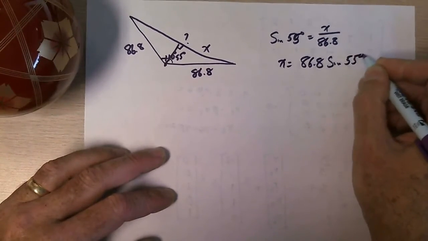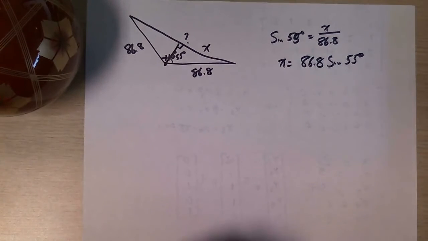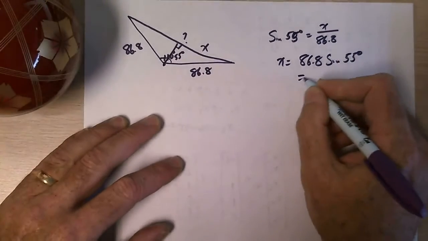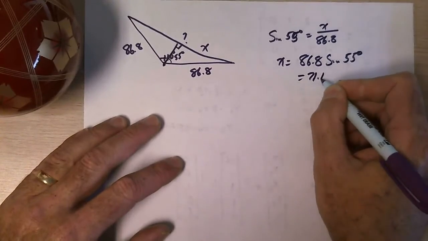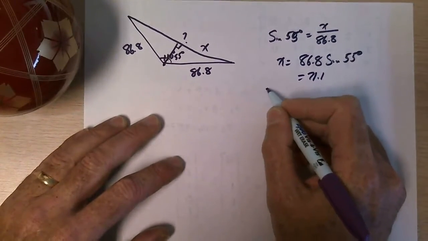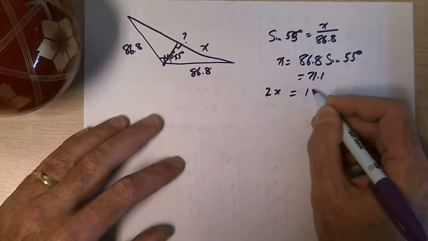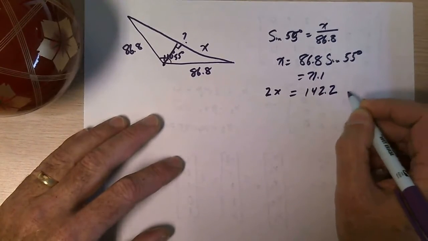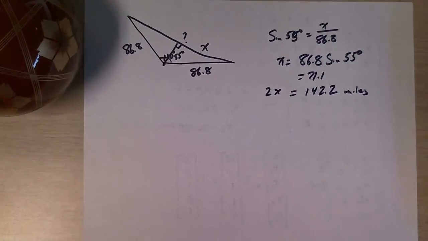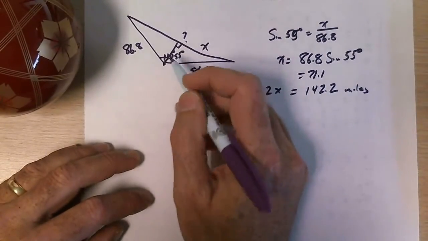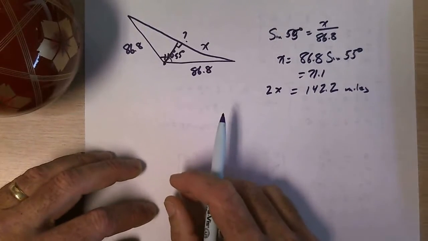86.8 times the sine of 55 degrees. I type that into my calculator. 86.8 times the sine of 55, and I get 71.1 and some change. So 2x, which is really what I want for the whole length, is going to be 142.2 miles. Right? Draw the right auxiliary line in there, and all of a sudden it becomes a pretty simple right triangle problem.